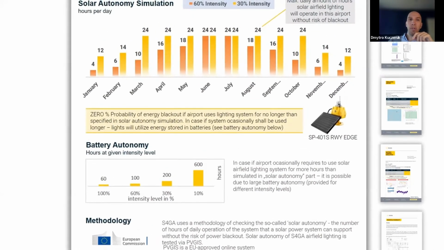At 60% intensity, the light, regardless of the location, will operate 100 hours. So, for example, if in January, 1 or 2 or 3 days, the airport suddenly requires to increase its operational hours from 4 to 8 or 12, no problem. They will use the energy stored in the battery to do that.